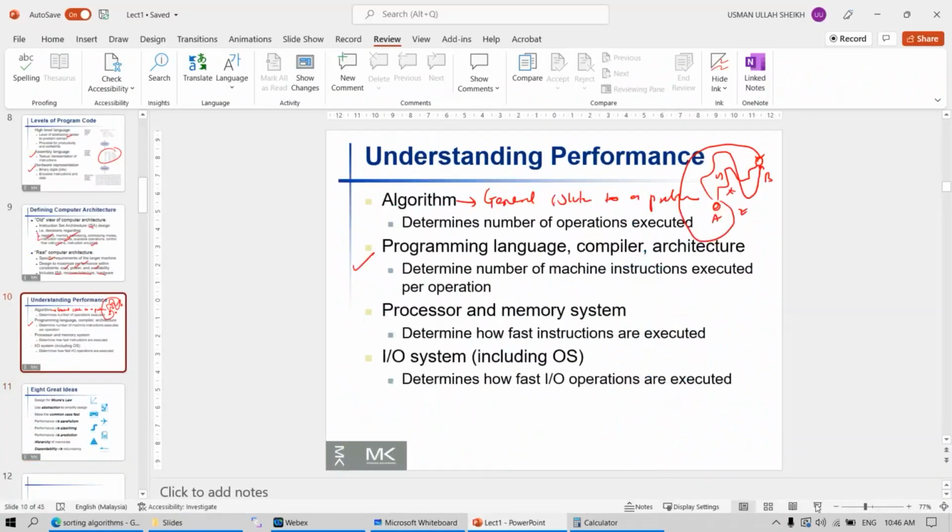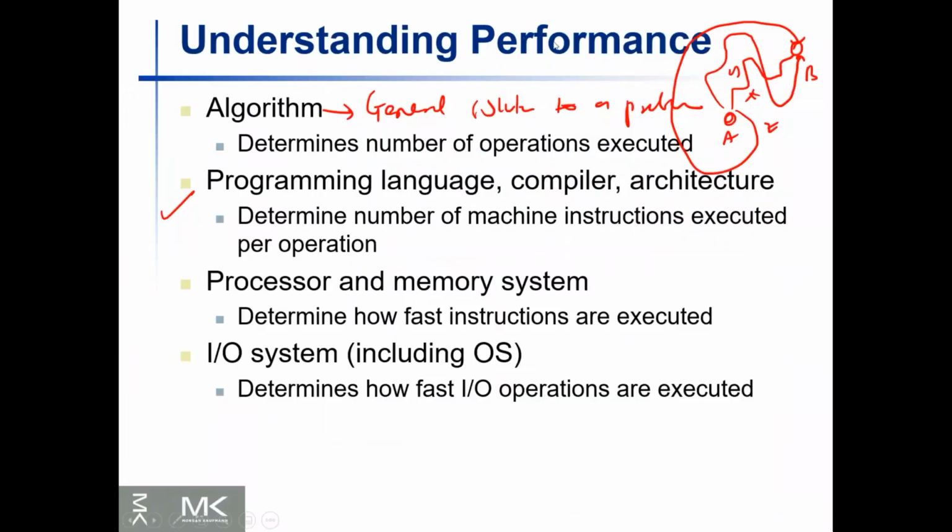So that's what I'm trying to say here. The performance depends on the choice of algorithm, the choice of programming language, how good the compiler is, the architecture of the CPU, how fast your processor is, how fast your memory system is, and how fast you can talk to your I/O.